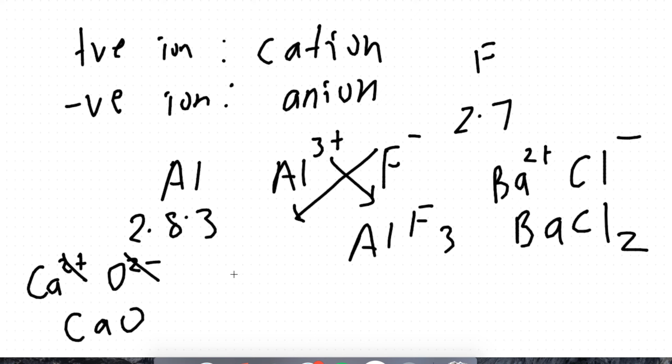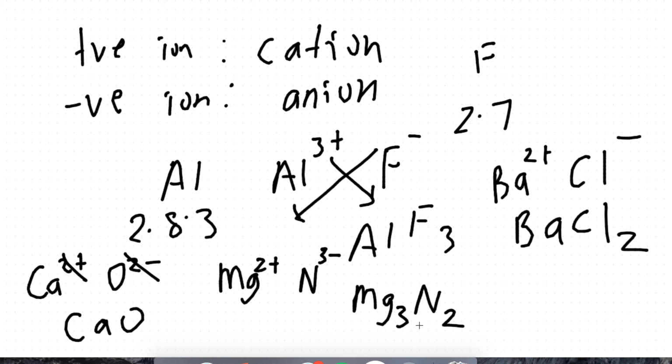Magnesium nitride. Magnesium is Mg2 plus, nitride is N3 minus. So what do we get? Mg3N2. And the last one, sodium sulfide. Sodium is Na plus, sulfide is S2 minus, you get Na2S. Alright guys, so now you know how to make many types of ionic compounds.